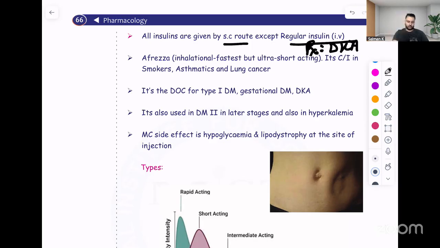I told you a new insulin has come called Afrezza. It is an inhalational insulin. It's a new insulin called inhalational insulin. Okay, this one is very fast acting because if you inhale it, it will be quickly absorbed in the lungs. It's very fast, but it is short acting, very, very short acting. Okay.